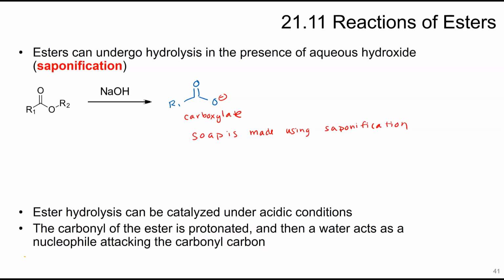The carbonyl of the ester is protonated and then water acts as a nucleophile. In this case, the OH- can act as a nucleophile. The hydroxide here can attack the carbonyl. We will expel this as a leaving group. Once that carboxylic acid reforms, another molecule of base will deprotonate that carboxylic acid to give you the carboxylate.